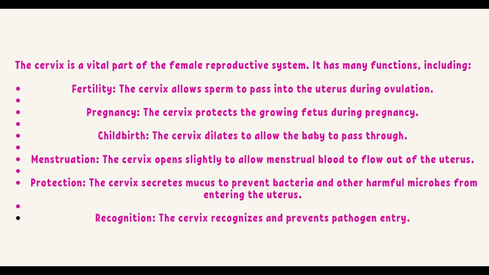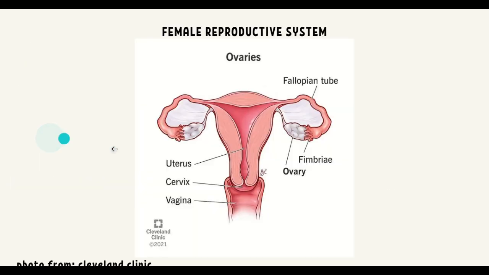Childbirth: the cervix dilates to allow the baby to pass through when they push out the baby, right? Like for example, if I hear them say, "Oh, 2 centimeters dilated," that is basically what they mean. And then you have menstruation, where the cervix opens slightly to allow menstrual blood to flow out of the uterus. Protection: the cervix secretes mucus to prevent bacteria and other harmful microbes from entering the uterus. And in recognition, the cervix recognizes and prevents pathogenic entry. Right, so you can see that the cervix plays a very big role.